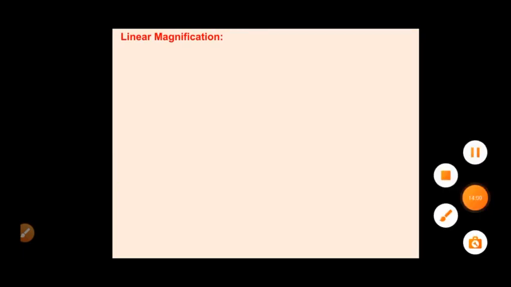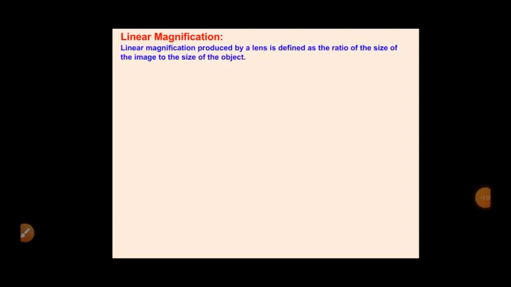Now the next topic we have is linear magnification. So let's see now the concept of linear magnification. First of all, its definition is: linear magnification produced by a lens is defined as the ratio of the size of the image to the size of the object. So you can see now, if the size of the image is I and the size of the object is O, then we can define linear magnification M is equal to I by O.